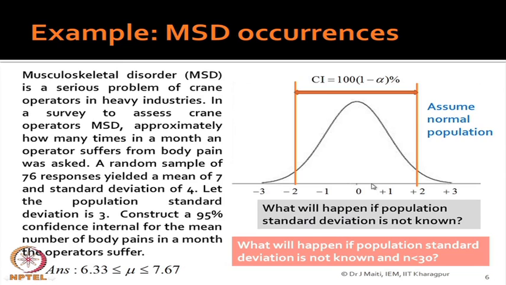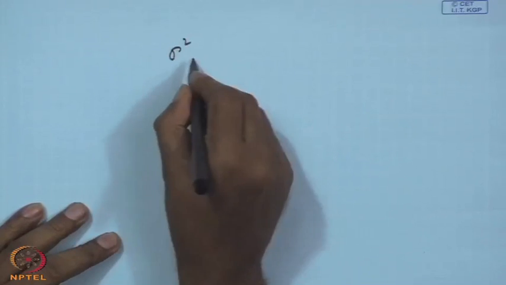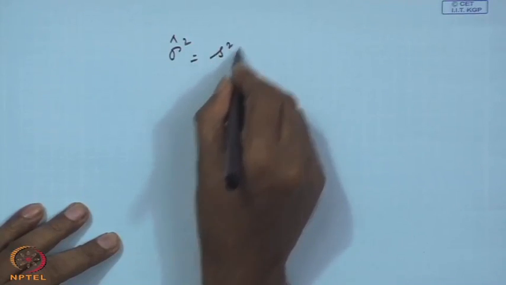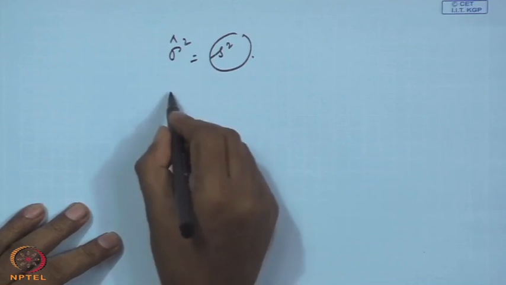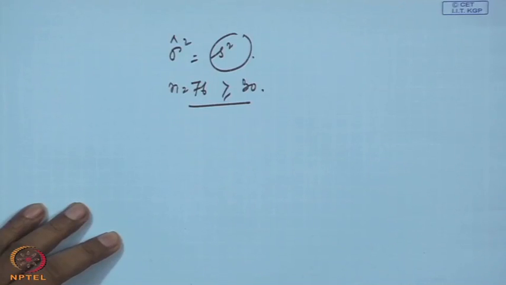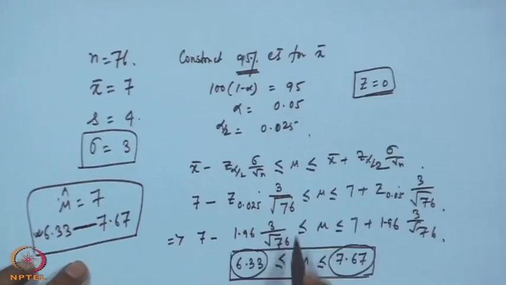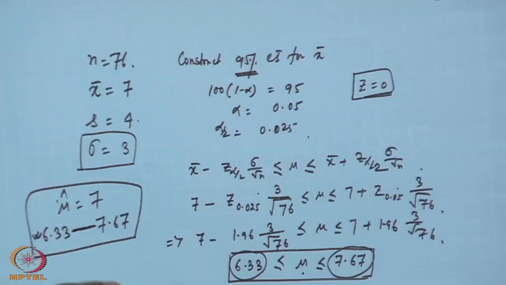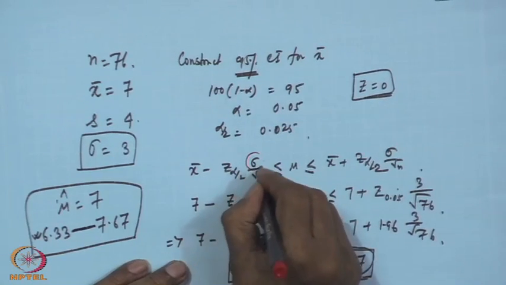Now, the next question is, what will happen if the population standard deviation is not known? You will use S, so sigma square will be replaced by S square, the estimate. Here the sample size is 76, a large sample because it is greater than 30. So, you can still use the Z distribution, but instead of sigma you are using S.